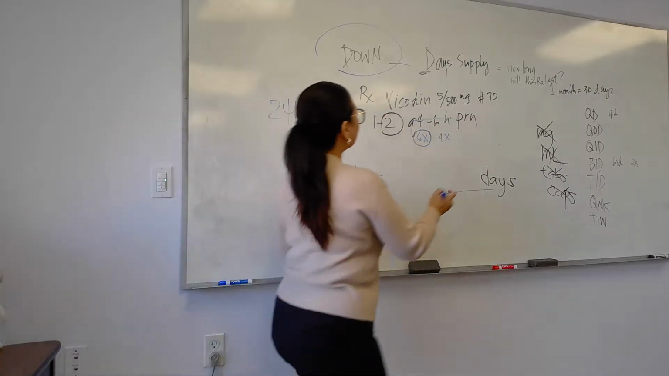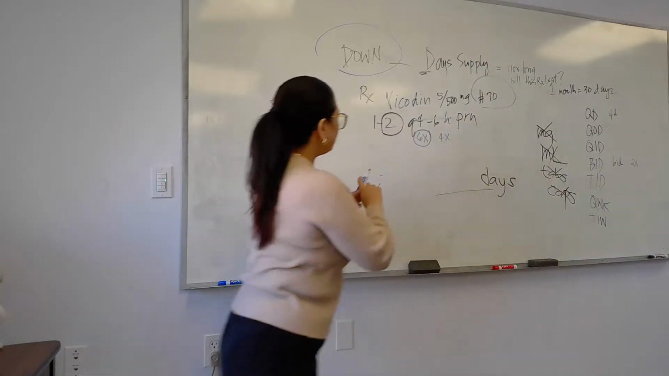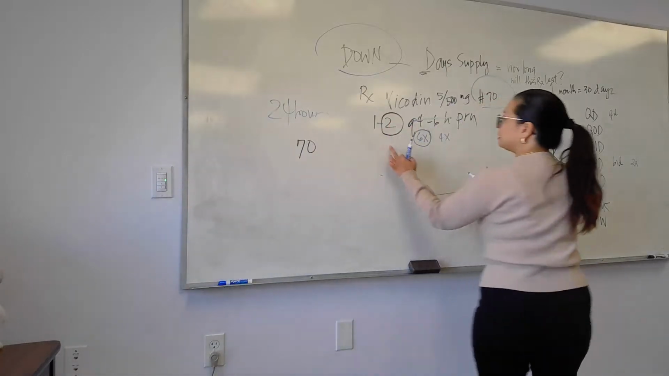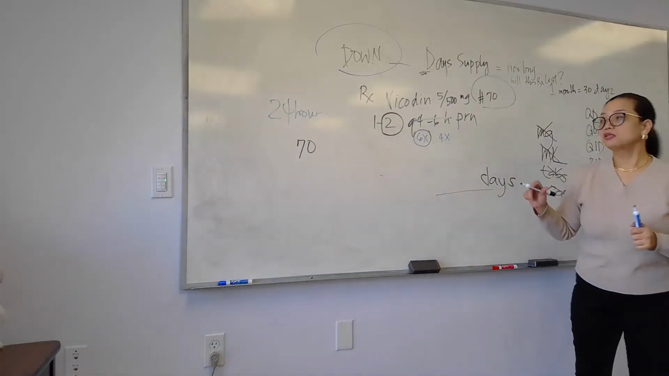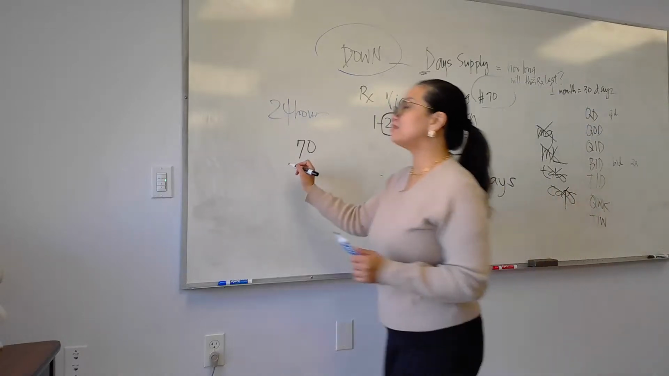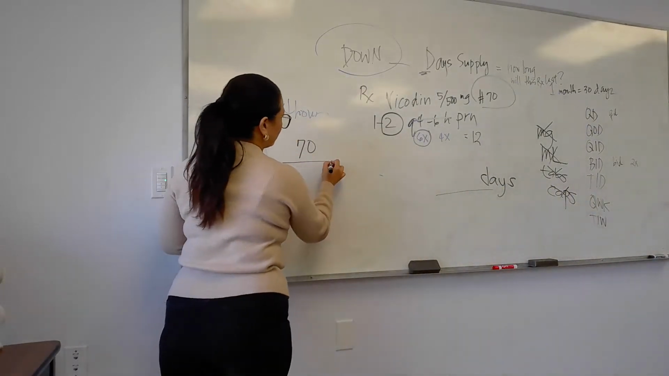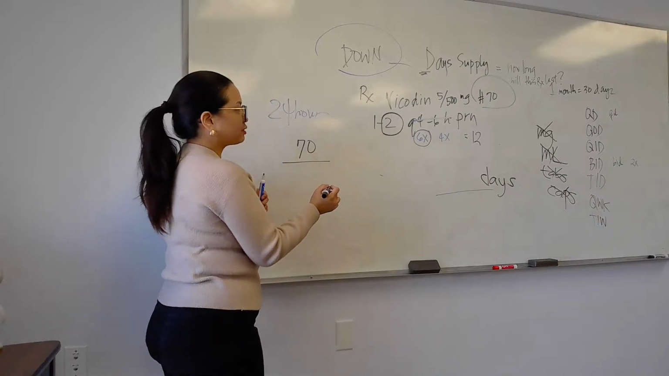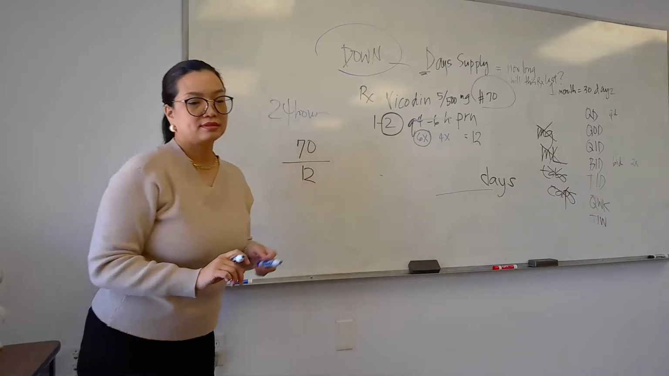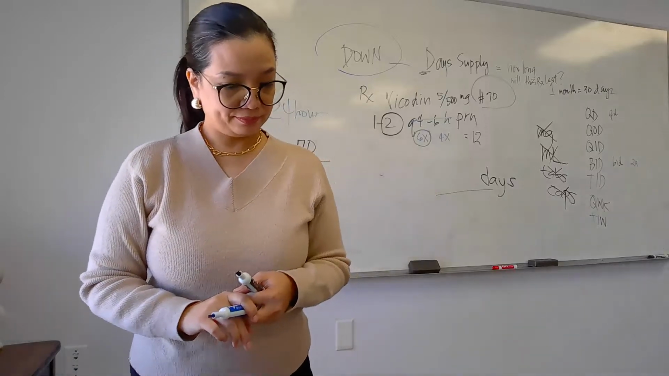So how are you going to solve this? 70 divided by 2 times 6 or 4? 6. 2 times 6 is 12. So this will be 70 divided by, what's my divisor? 12. That clear?